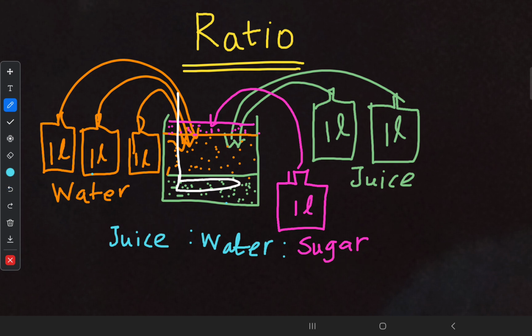What is the quantity of juice we included? That is 2 liters. Water, that is 3 liters. Sugar, 1 liter. While you are representing your answer, answer in the simplest way, that should be without units. The unit should be the same. If the unit is the same, that's how we can relate the ratio.